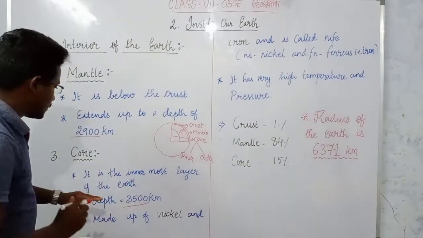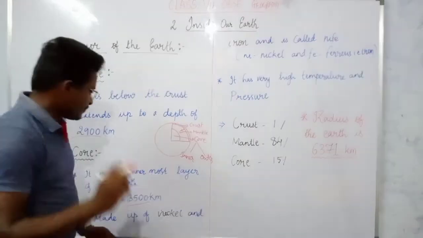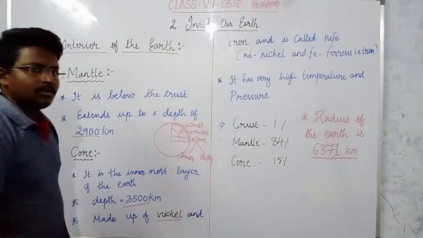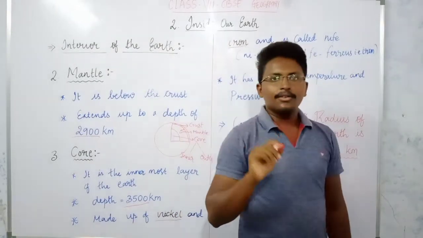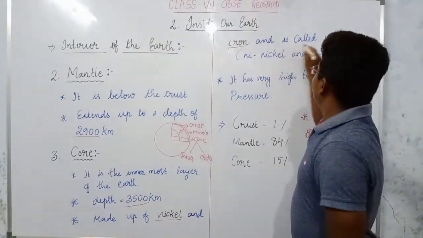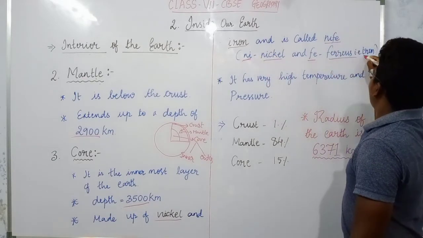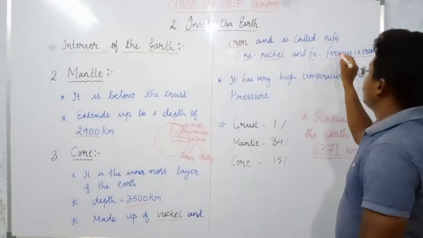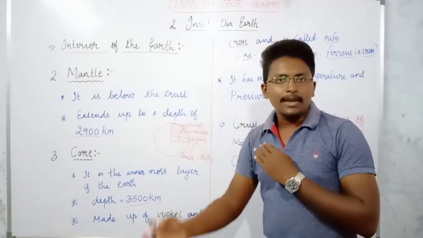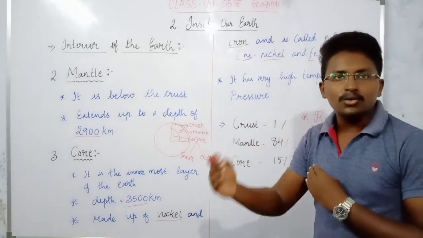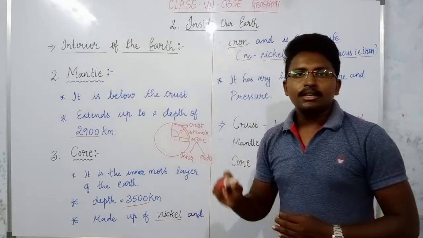The depth of the core, as I told, is 3500 kilometers, and it is made up of two important minerals. One is nickel, the second one is iron, and together we call it Nife. Ni for nickel, Fe is the chemical symbol of iron, from ferrous. Then a very important thing: if you go deep into the earth, actually we cannot go deep into the earth. The temperatures are very hot in this core.